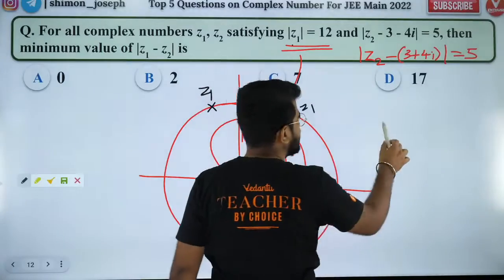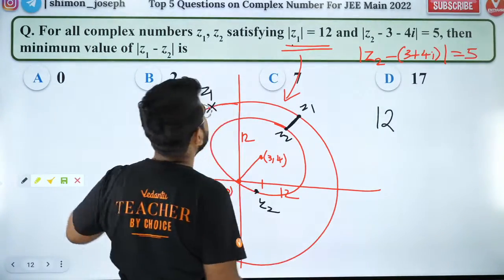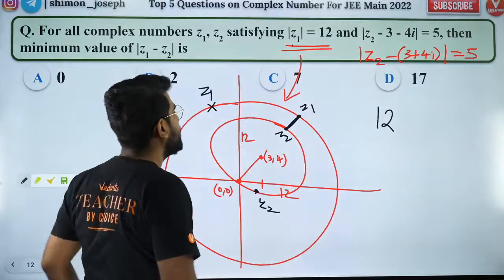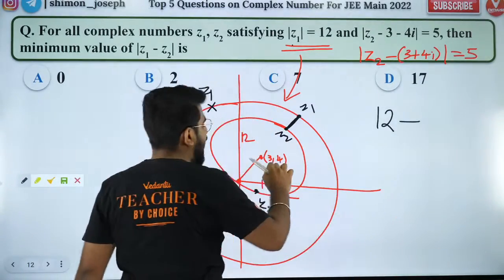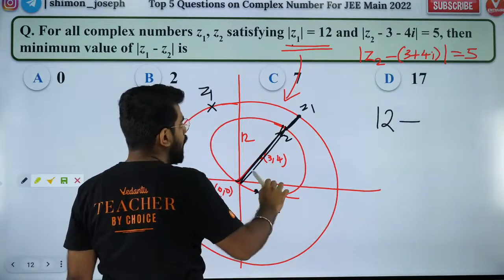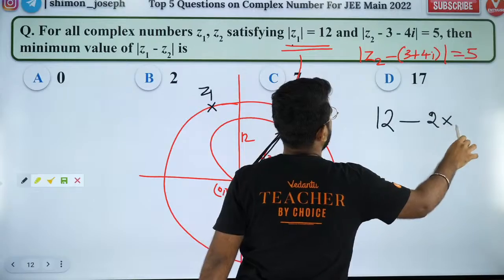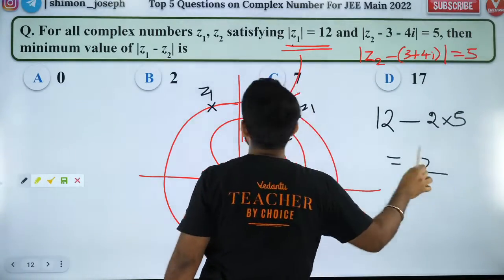That minimum distance is nothing but the radius of the bigger circle minus the diameter of the smaller circle. What is the diameter of the smaller circle? The diameter is 2 into 5, which is 10. So it's going to be 2. So that is your answer.